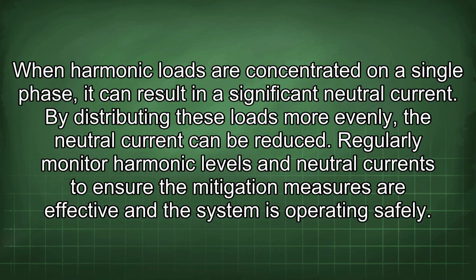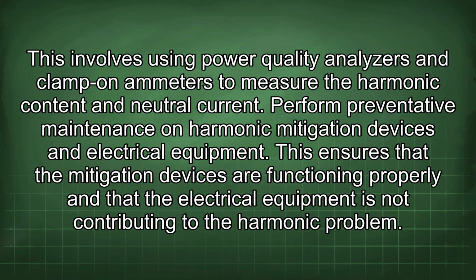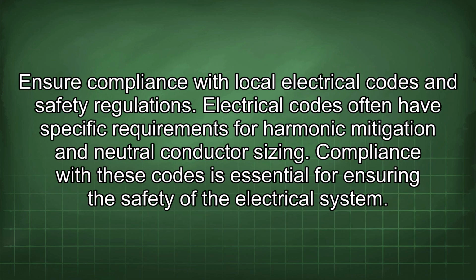Regularly monitor harmonic levels and neutral currents to ensure the mitigation measures are effective and the system is operating safely. This involves using power quality analyzers and clamp-on ammeters to measure the harmonic content and neutral current. Perform preventative maintenance on harmonic mitigation devices and electrical equipment. This ensures that the mitigation devices are functioning properly and that the electrical equipment is not contributing to the harmonic problem. Ensure compliance with local electrical codes and safety regulations.